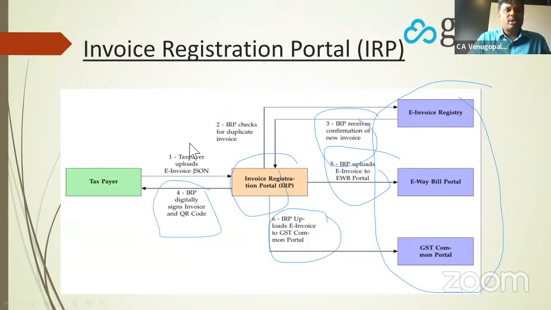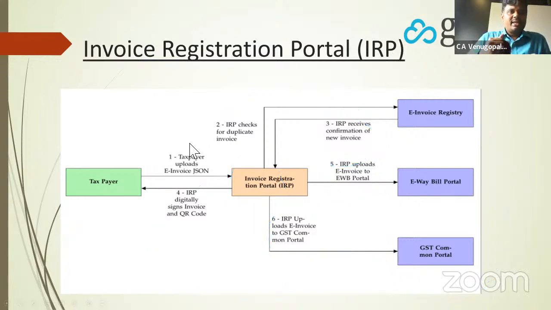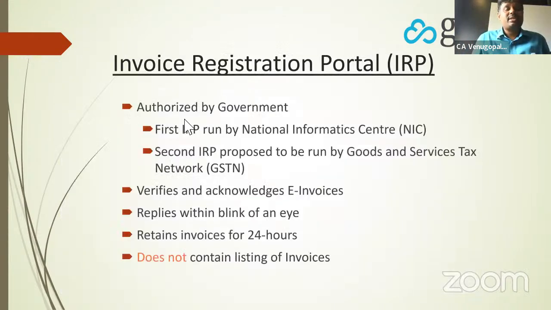So basically, what is the change that happened? Earlier, you were issuing the invoice to the customer. Instead of issuing to the customer, now you are giving it to the government, getting an acknowledgement back, and then giving it to the customer. Does it take away a lot of time? Answer is no. This process definitely doesn't take time. The response comes back in milliseconds, nanoseconds, which is in a blink of an eye.